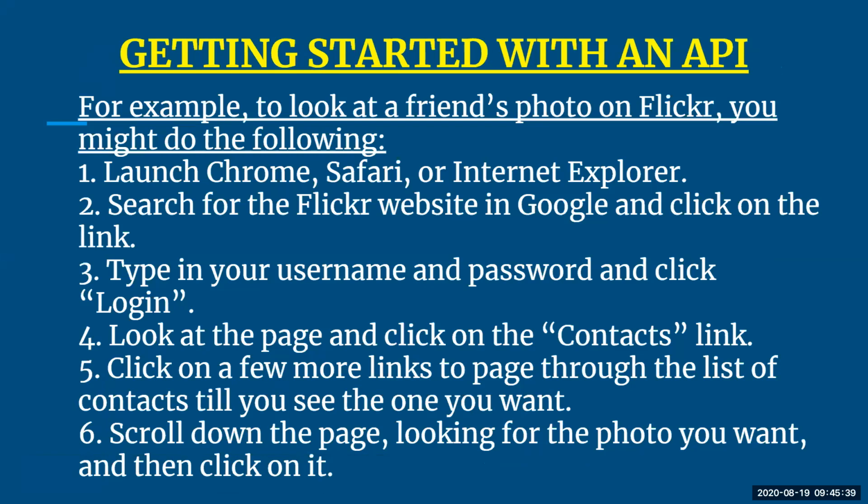For example, if you want to see your friend's photo on Flickr, these are the series of steps from step 1 to step 6 which you will follow. We as humans have the ability to think, to type, to click. Nobody has trained us to do this series of steps one by one to get our desired output.